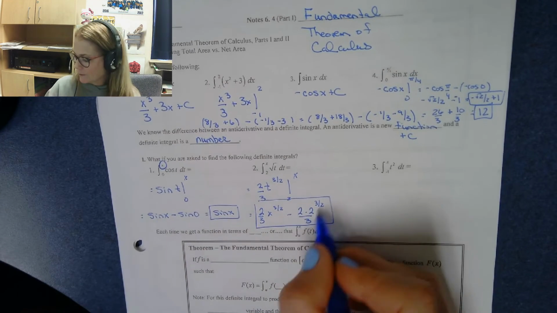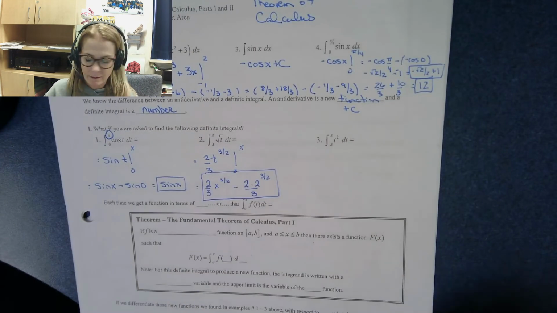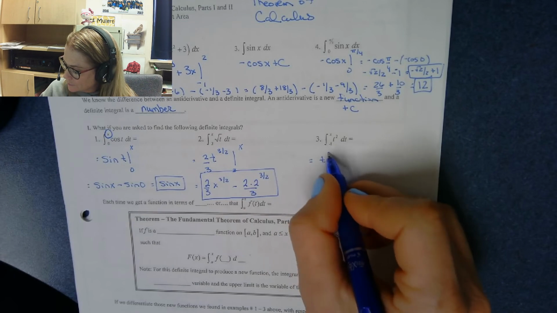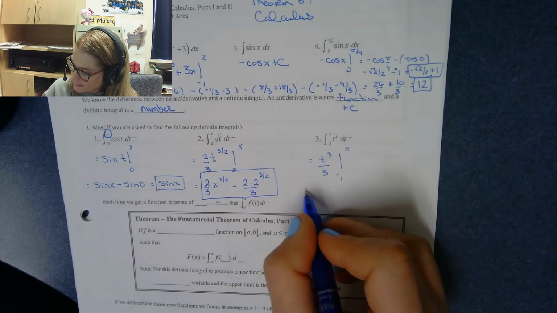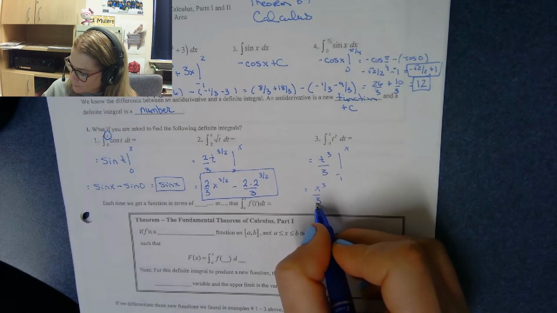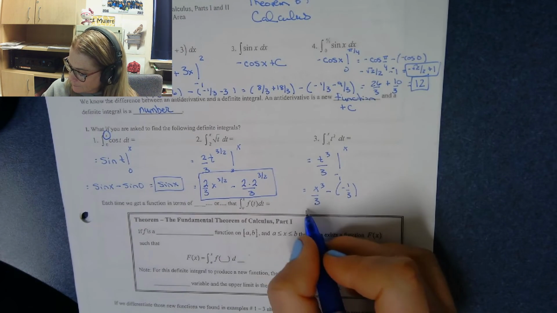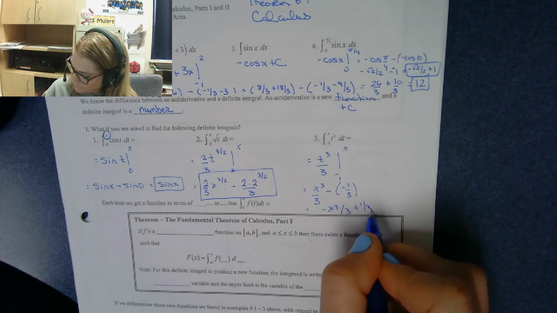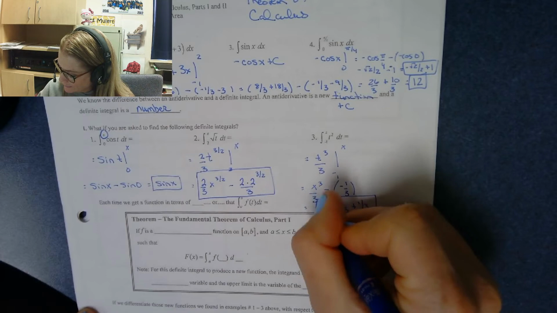Square root of 2 is not a perfect square, so we'll just leave it there for that one. And then this one is t cubed over 3 from -1 to x, which is x cubed over 3 minus -1 over 3, which is x cubed over 3 plus 1 over 3. Okay, so not too exciting going on yet.